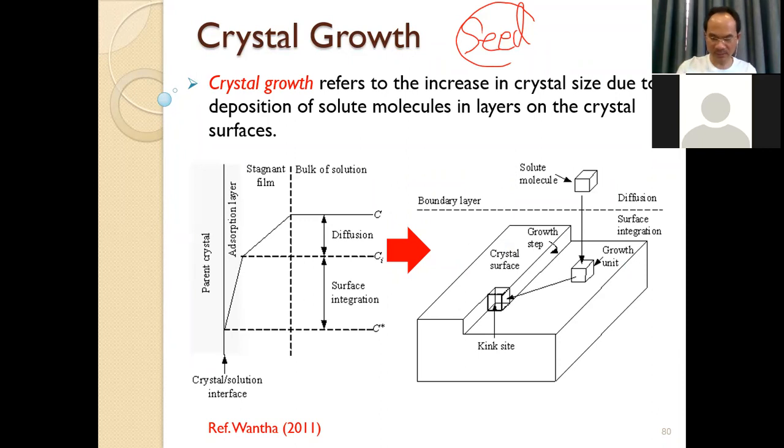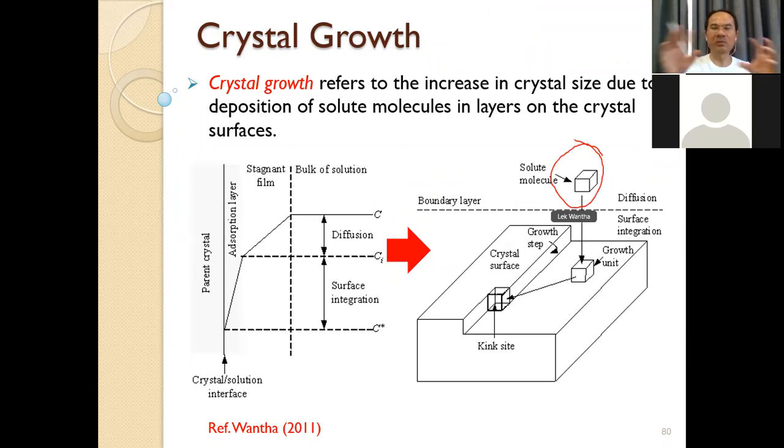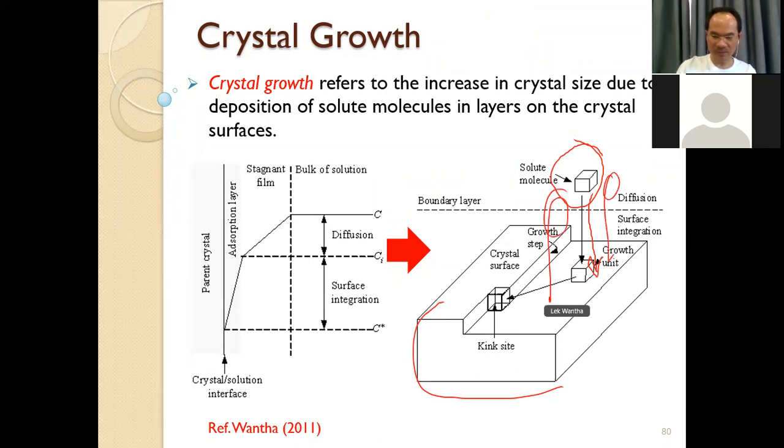We have two steps for this case. We call this the solute molecule, the solute molecule in solution. The solute molecule diffuses to the surface of the crystal. This is the crystal. At the surface of the crystal, it is then integrated into the site, the preferred site. Then many solutes diffuse, and the sites become full with solute molecules, and the size of the crystal increases. For this case, we can control the size of the crystal.